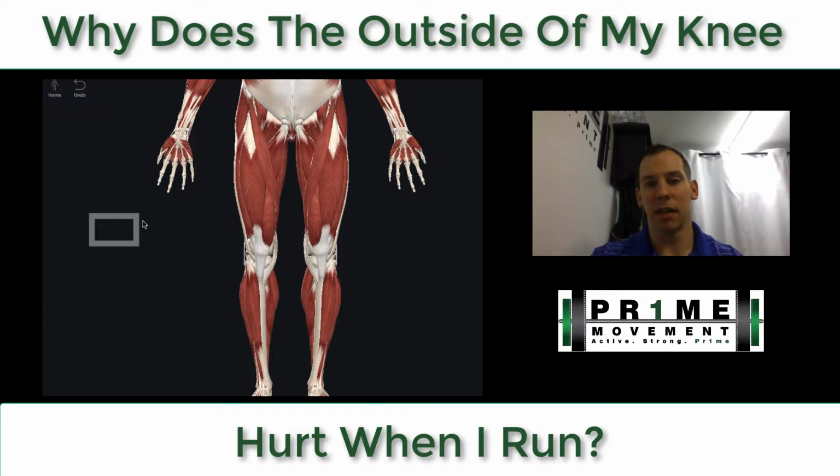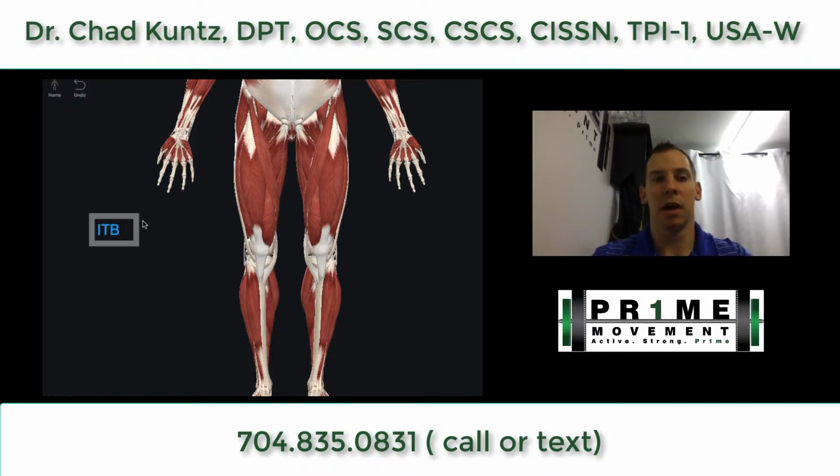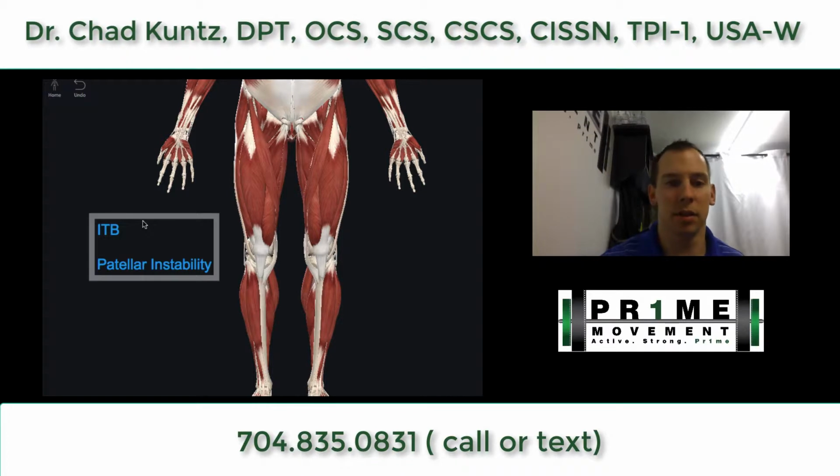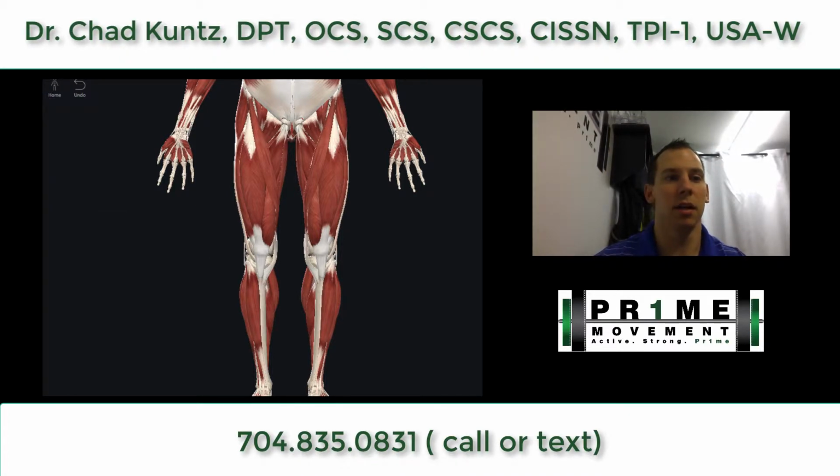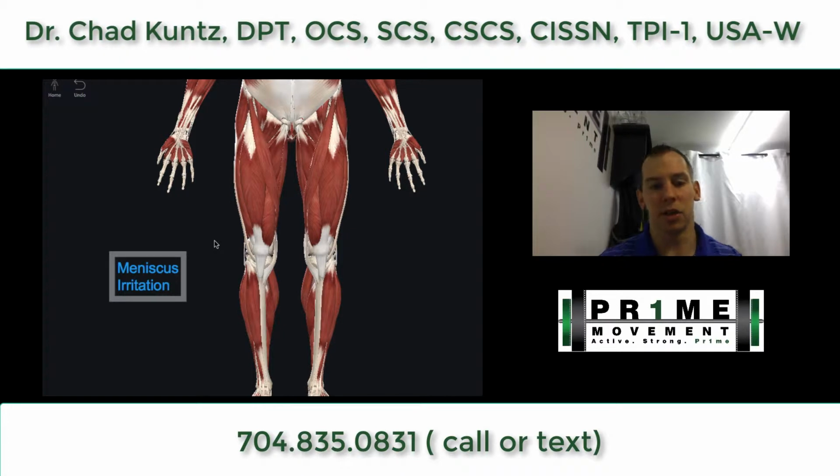So regarding the outside of the knee, there are really three top diagnoses that I would want to be curious about. I'd want to look at your iliotibial band, or the IT band. We'll talk about that in a second. I'd want to know what your patella is doing. A lot of times you can develop what's called patellar instability, which just means that your patella kind of shoots too far laterally, okay? And then the third one would be a meniscus irritation, where you're starting to develop some irritation and some inflammation within the joint.